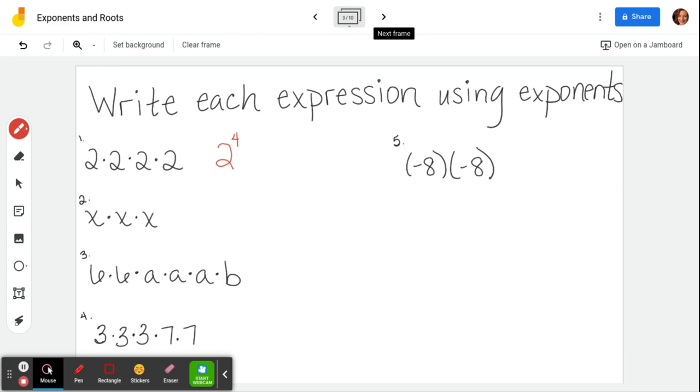Number 2, don't let the variable throw you. It's still the same thing. X is what we're multiplying. 3 is how many of them we have. X to the 3rd. Number 3, okay, this one's kind of in parts.